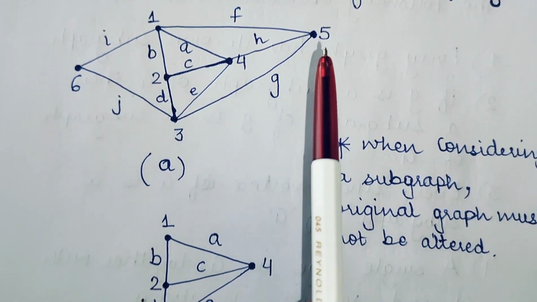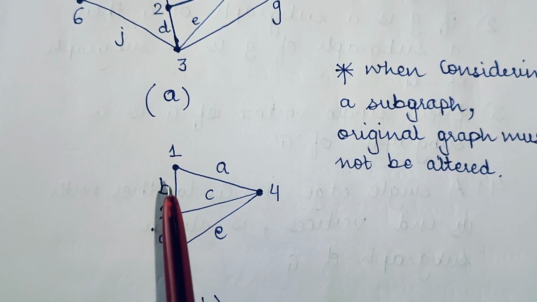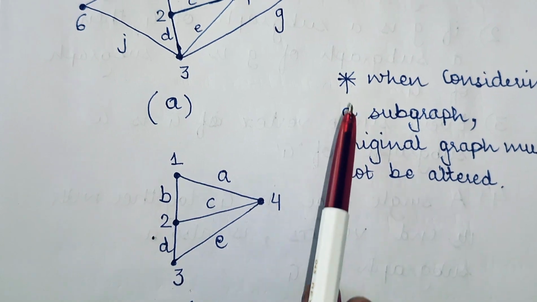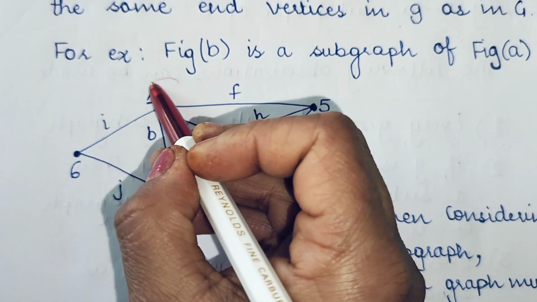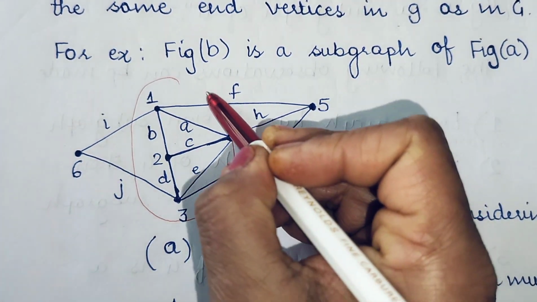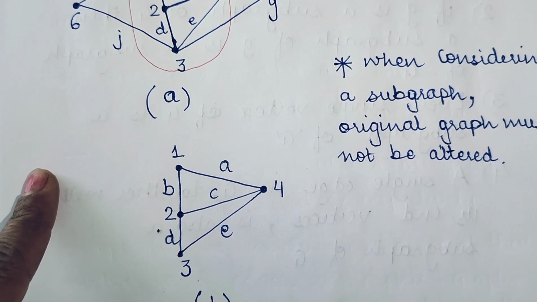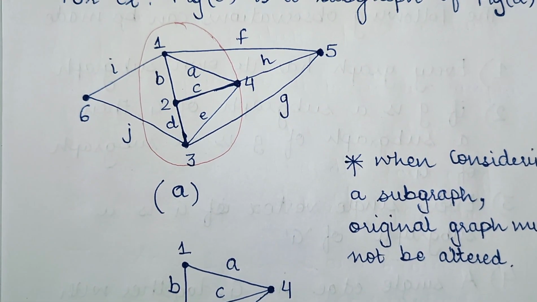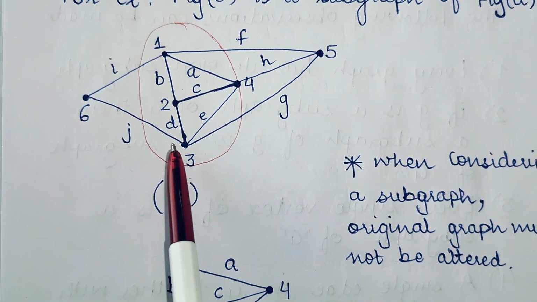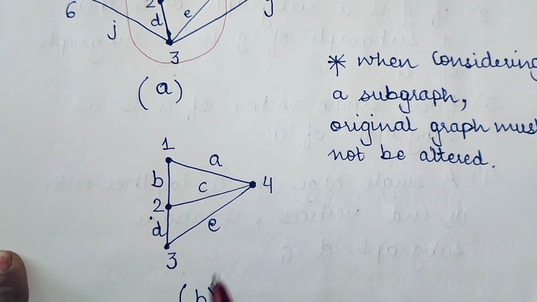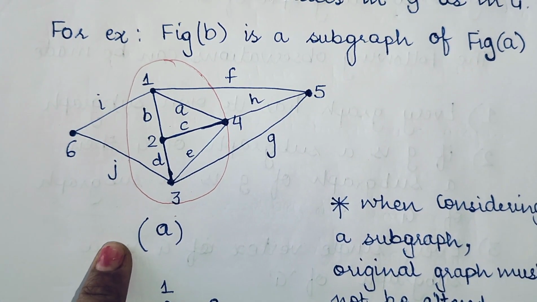Out of those 6 vertices, there are 4 vertices here in figure B: 1, 2, 3, 4. So this portion of the graph in figure A is shown here in the graph in figure B. This is the portion of figure A that is shown here in figure B. Now we will see if this graph in figure B is a subgraph of figure A or not.